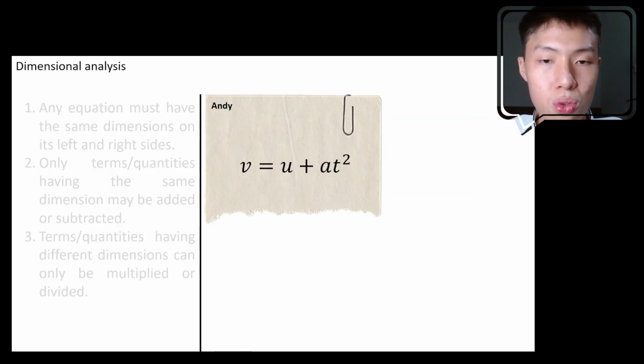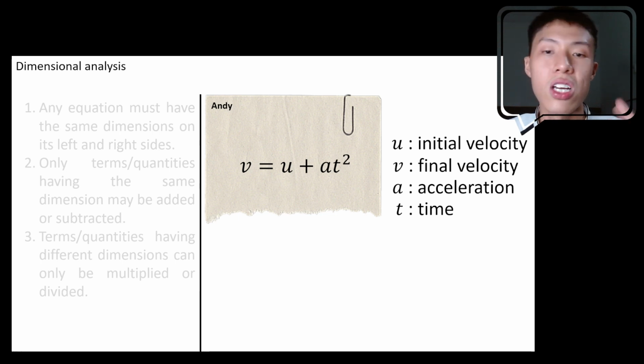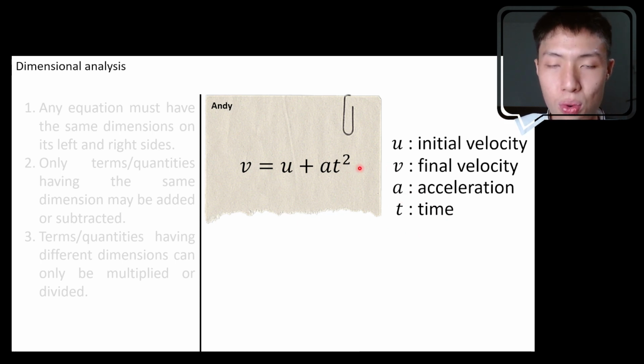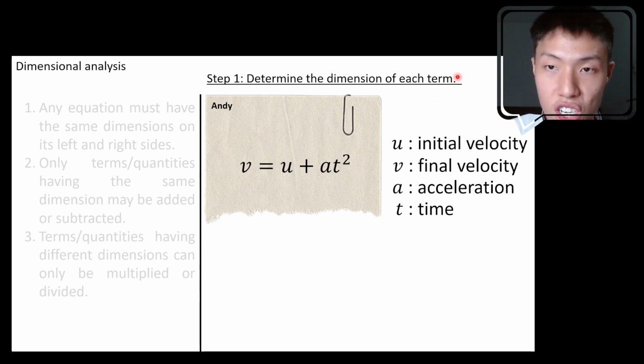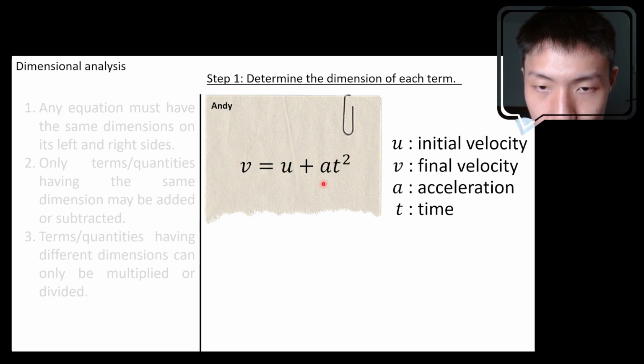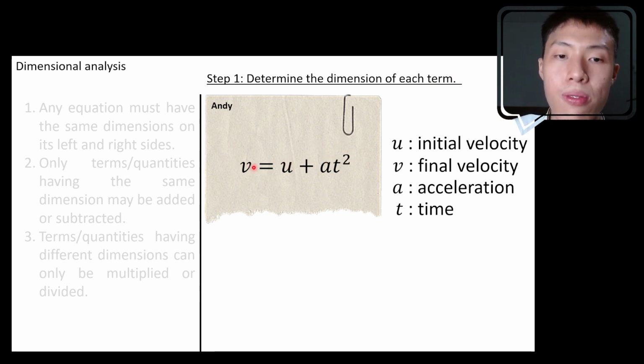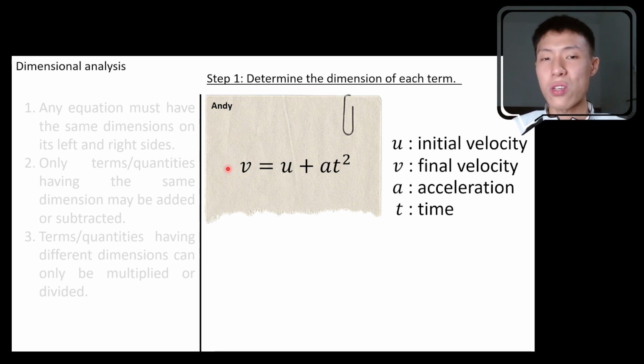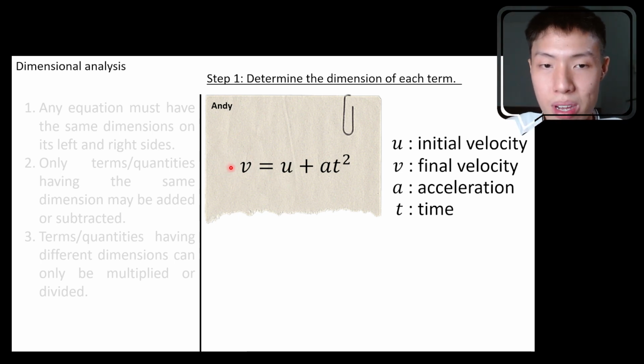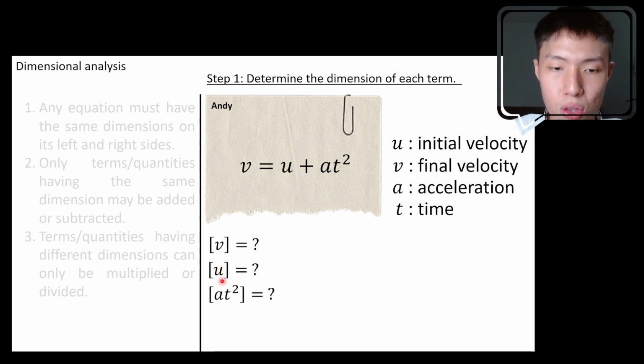Andy's equation: V equals U plus AT squared. To be very clear with our dimensional analysis, let's define a few terms first. U is initial velocity, V is final velocity, A is acceleration, T is time. You learned this before, in chapter 2 as well. Our first step should be to determine the dimension of each term. What do we mean by each term? A term is like V, like U, like AT squared. Basically, things that are separated by an equal sign, a plus sign or a minus sign are terms. So we need to find the dimension for V, for U, and for AT squared.